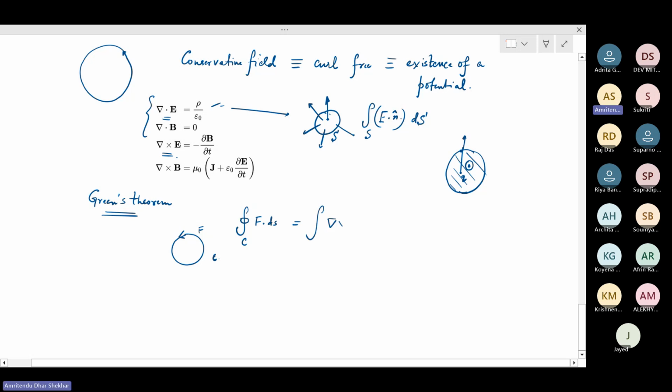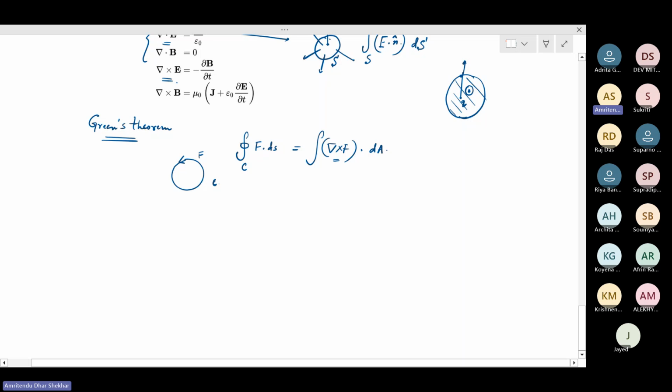the curl of F. And this curve C bounds a particular area, right? So if you take the infinitesimal area element, then this is equal to the integral of curl of F dot dA. Okay, where dA is the infinitesimal area element. It's kind of best understood in this way.